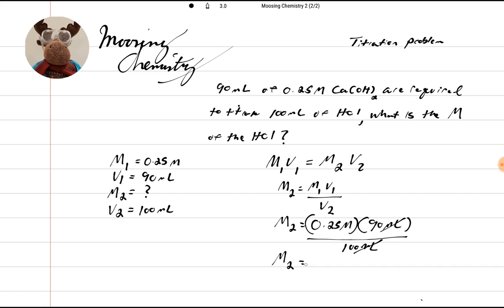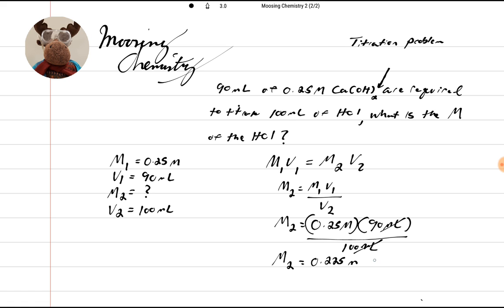let's see here. Let's see, 0.225 M. But we have a little hitch to this. Now think about it for a second. We have 2 OH ions there, right? So we're going to want to double that.